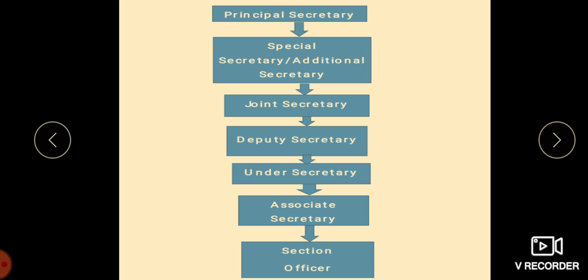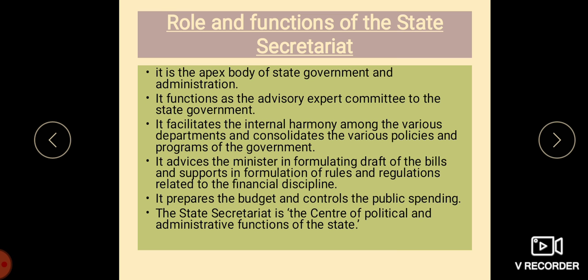The administrative structure of the state secretariat is like this, children: the principal secretary, special secretary or additional secretary, joint secretary, deputy secretary, under secretary, associate secretary, and section officers. Now let us move on to the role and functions of the State Secretariat.